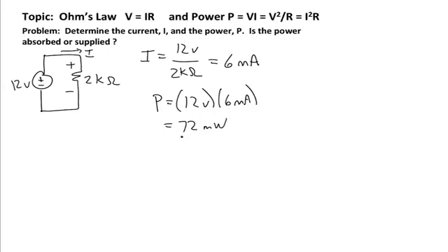So if we're looking for whether it's absorbed or supplied, then we see that it's a positive power, and so we can then say that 72 milliwatts is absorbed by the 2 kilo ohm resistor.